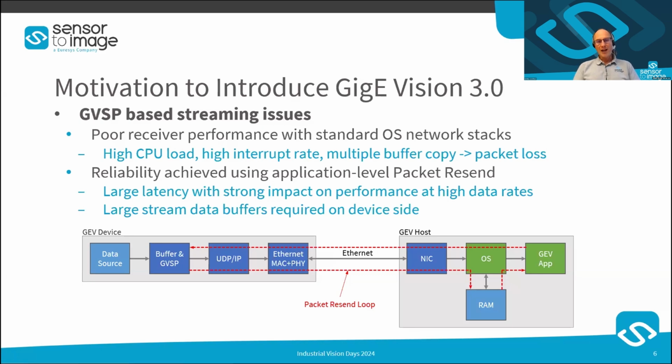We have some sort of reliability achieved using an application level packet resend, but you see that in the block diagram. The camera is sending data, the GigE Vision application on the very right side detects a missing packet, then it asks for resending packets. So that leads into a large packet resend loop, which means large latency with strong impact on the performance, especially at high data rates. At 1G, it's fine, but at 10G, it's already at the limits. And it also requires a large stream data buffer on the device side.